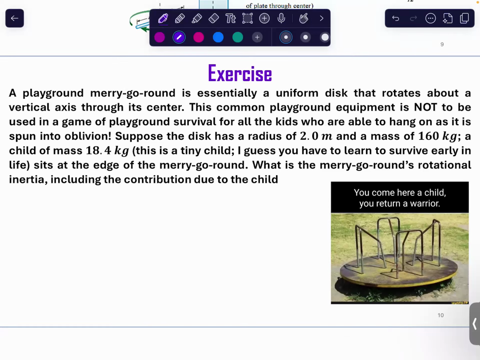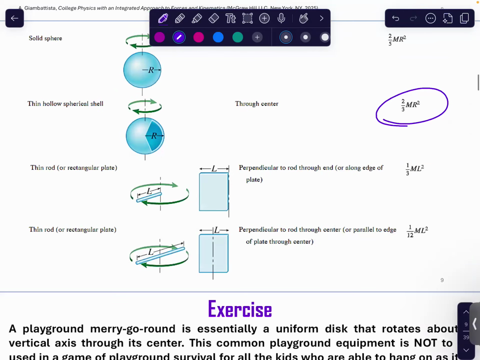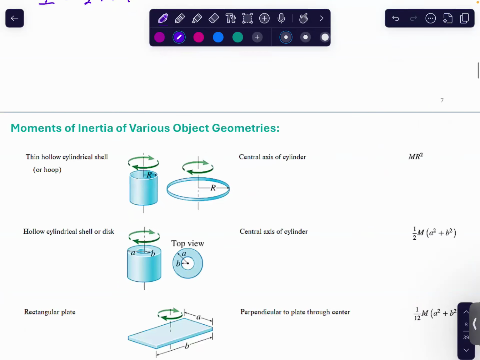Okay, so the merry-go-round disc has a radius of 2 meters and a mass of 160 kilograms. Let's say a child of mass 18.4 kilograms sits at the edge of the merry-go-round. What is the merry-go-round's rotational inertia, including the contribution due to the child? Okay, so now we go back up to our list and we say, well, what about our disk?